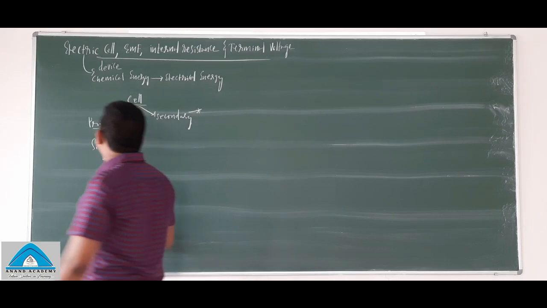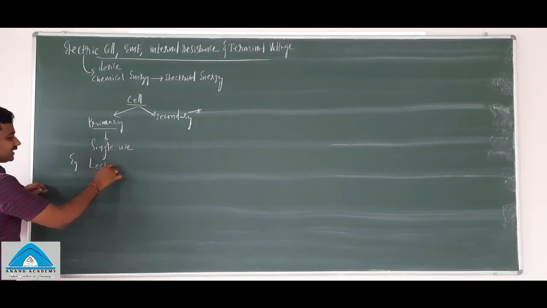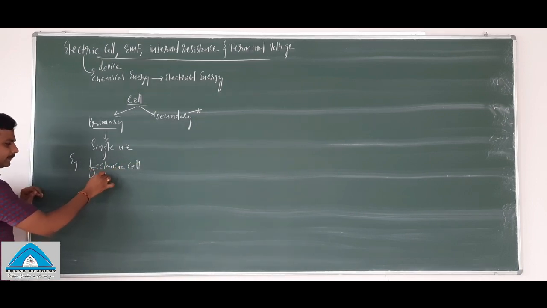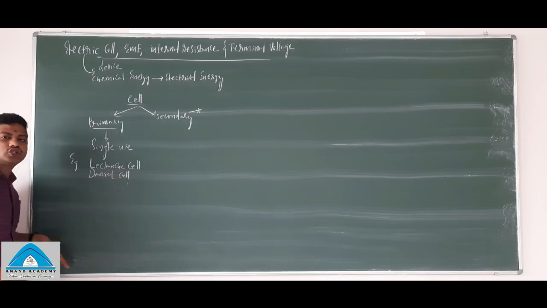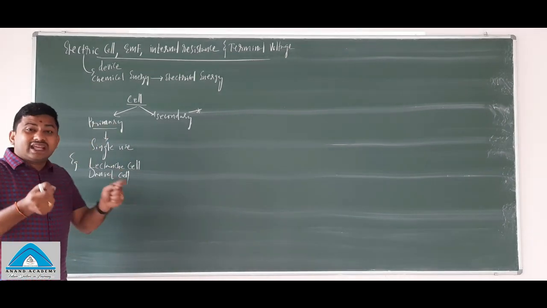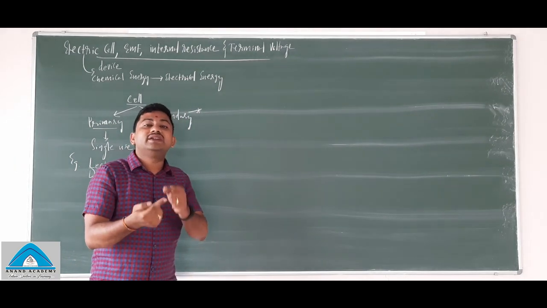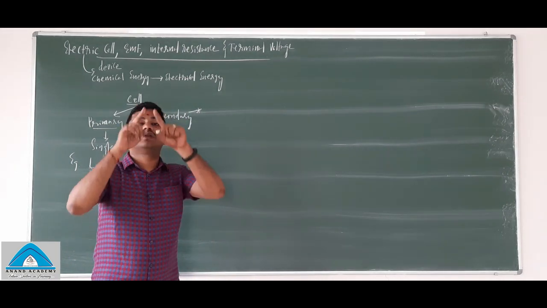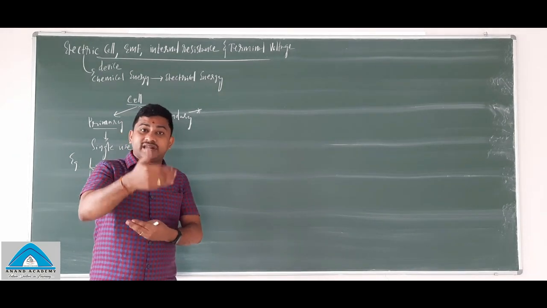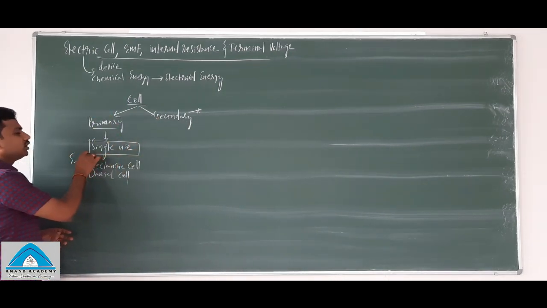The examples of them will be Leclanche cell, Daniel cell or avalanche cell. These are the cells you can see in your laboratories. For example, take a simple pencil cell which you keep in a TV remote or in your wall clock. Those are single use. You cannot recharge them, right? Those are called primary cells, single use, throw and use.